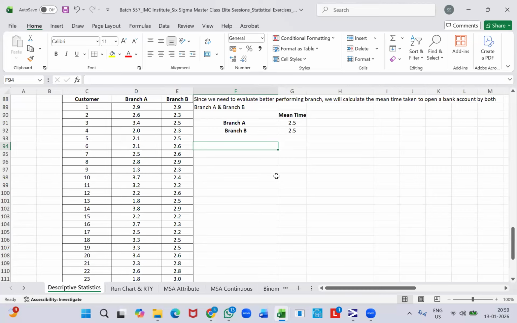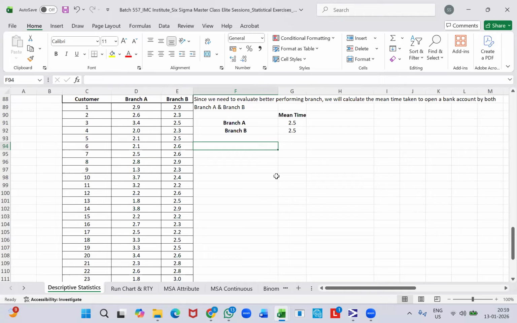Variance or standard deviation. Yeah, fantastic. So variance or standard deviation. I need to look at the consistency in the performance. Now that the average performance is pretty much the same for both the branches, the next step would be to look at the consistency in the performance, right? So based on the consistency, I will take a final call as to which one is a better performing branch.